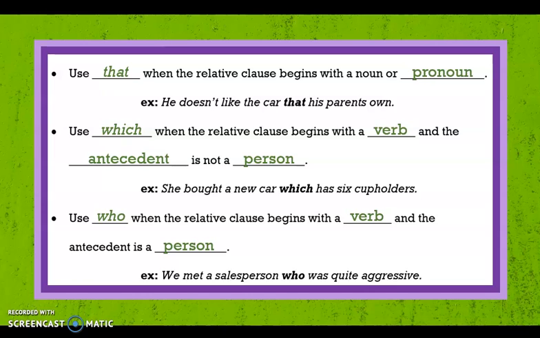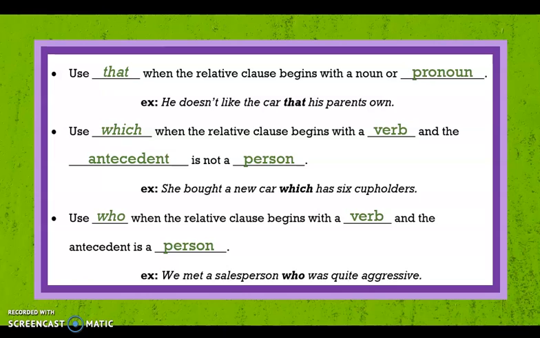So that's how you're supposed to use them in English, but we all know that people will say, we met a salesperson that was quite aggressive. Sticking in that for who. And it just happens all the time. We're very, very lax with the rules on relative pronouns, and that's just how English rolls sometimes, you have to admit.